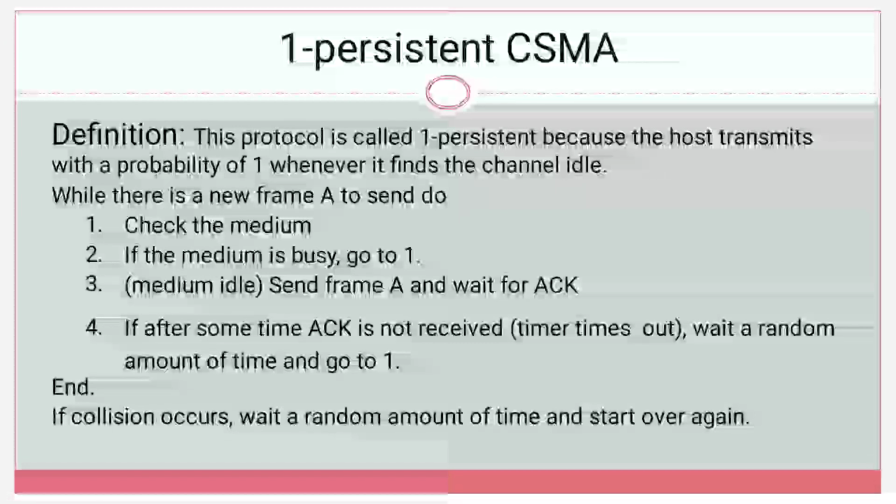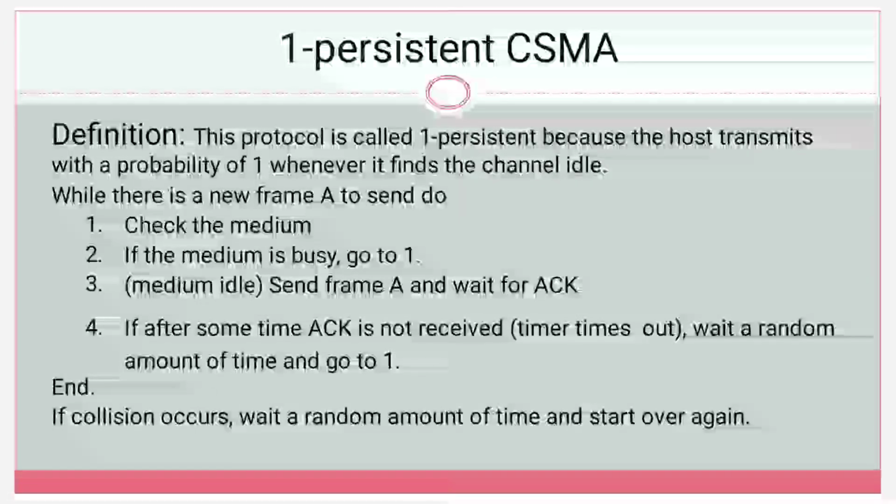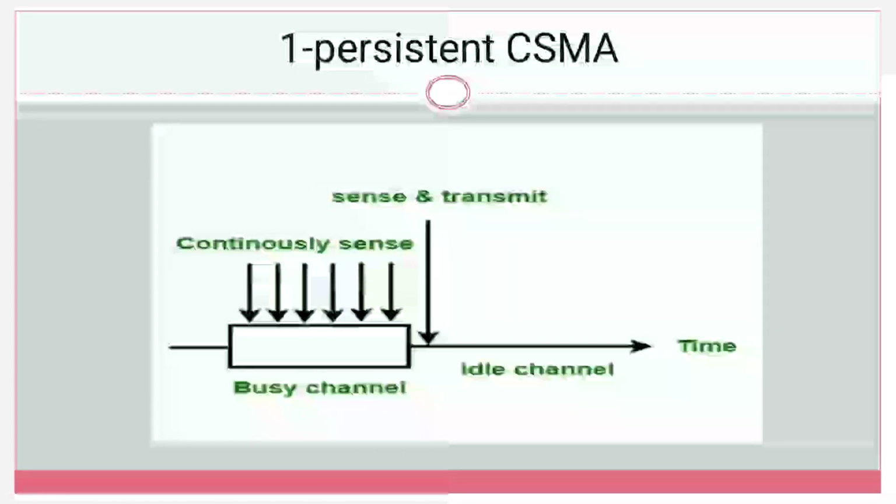If, for example, while transmitting on the channel, a collision occurs, what will we do? If a collision occurs, then it will wait for a random amount of time and start over again. So here is the case, meaning there is a possibility of collision also. How will the collision occur, even though we sense the carrier? Why will collisions occur? We'll see that later. So here is one-persistent CSMA.